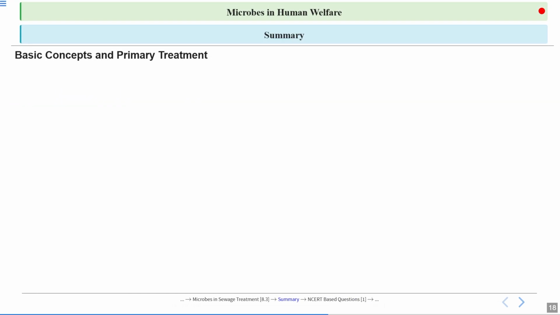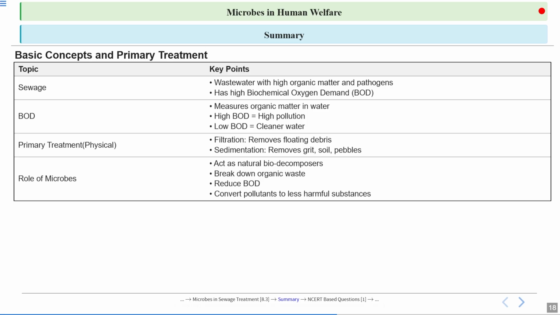Okay, now let's summarize this entire session. We talked about the primary treatment and the secondary treatment. We talked about the sewage treatment process today. Clear? So what are the basic concepts and primary treatment? You can see sewage. What is sewage? It is wastewater with high organic matter and pathogens. Sewage has high BOD because the organic matter is very high, so the pollution level is very high. BOD measures the organic matter in the water. High BOD means high pollution, low BOD means the water is cleaner.